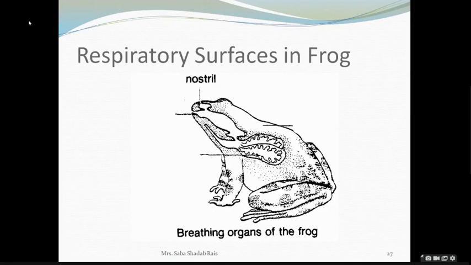This is absolutely wrong. Yes, frog do possess the gills, but only and only in the tadpole stage. In their further lives, means in their adulthood, they do not possess the gills. Their gills degenerate when they come out of the tadpole stage. Understood? So let us discuss the respiratory surfaces.